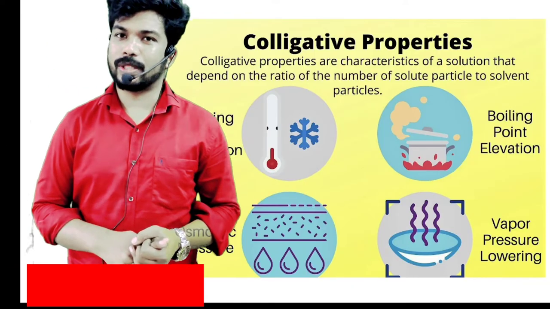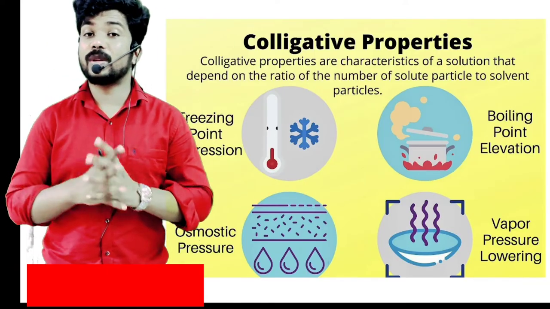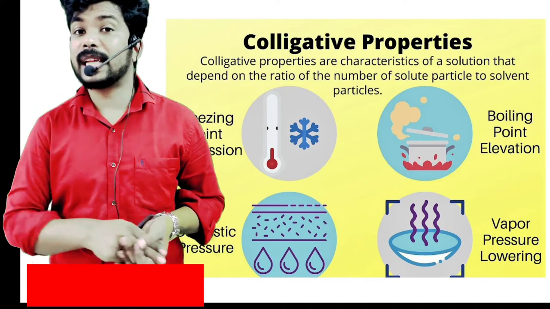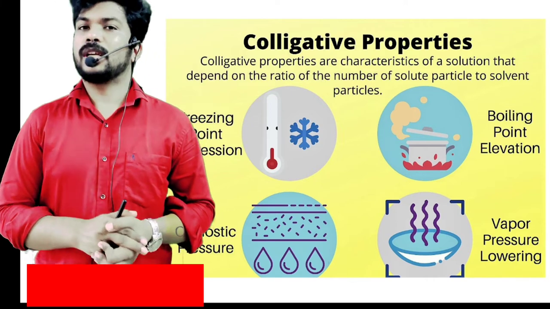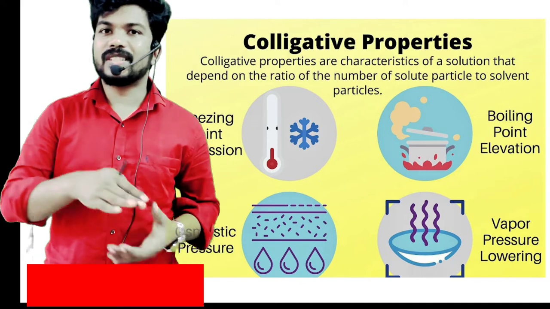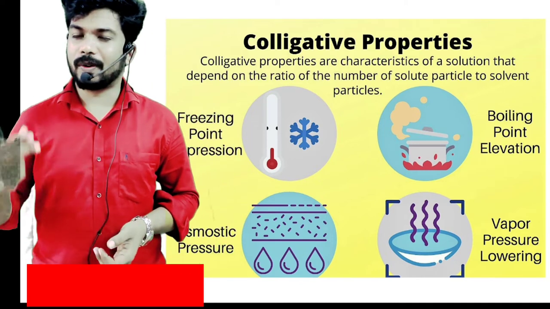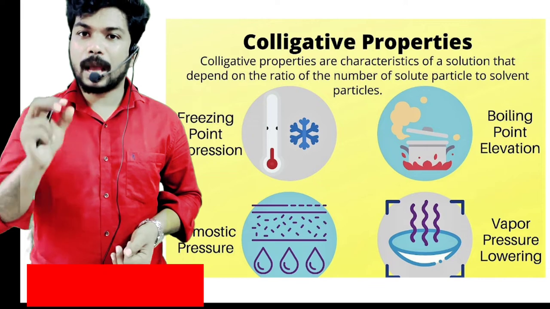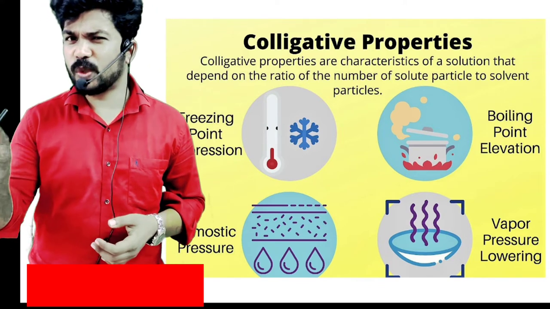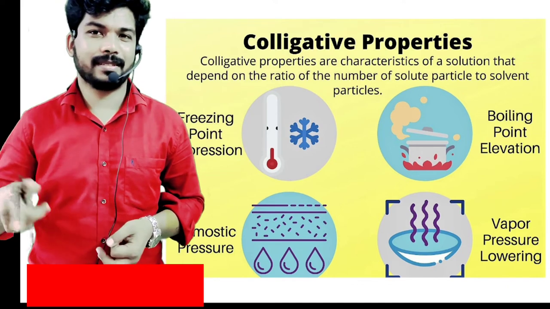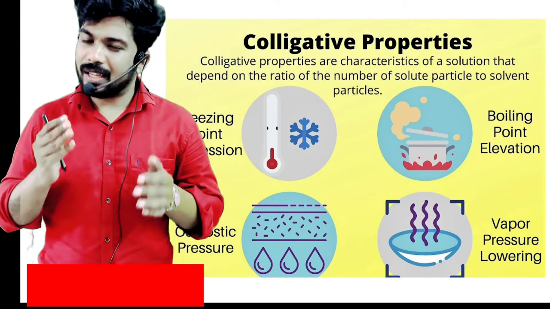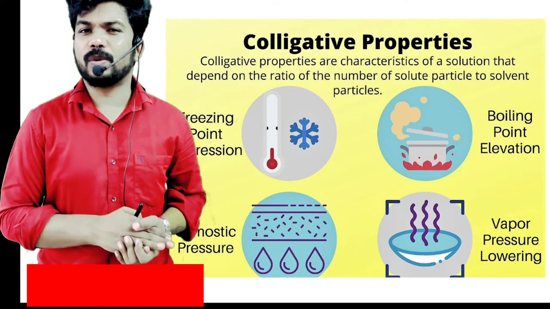So let's go to the next topic, that is colligative properties. What are colligative properties? The properties that depend only upon the number of particles are called colligative properties. Normally we buy things based on quality. But in the case of colligative property, they only depend on the number of particles. How many particles are available there? There may be some issues caused by this conclusion, which we will discuss later. Let's first go to this colligative properties topic.